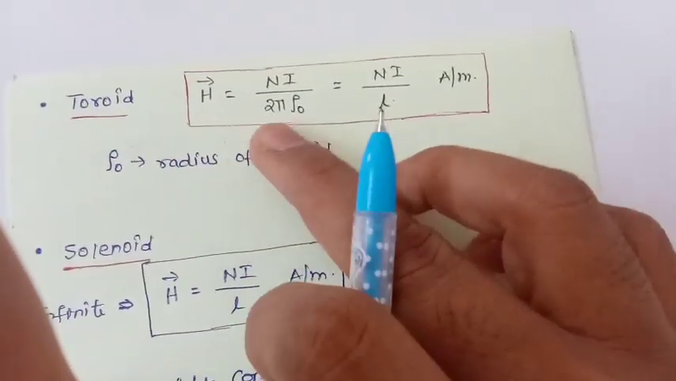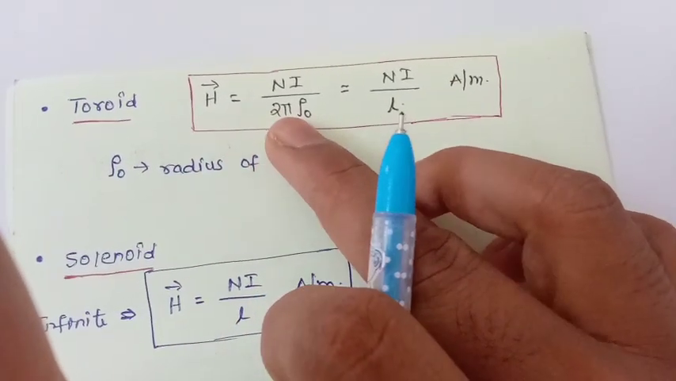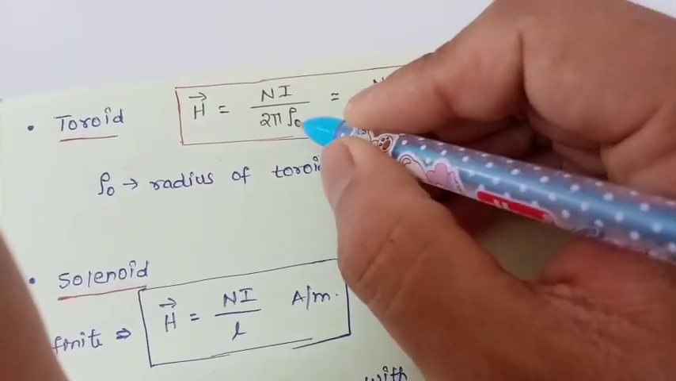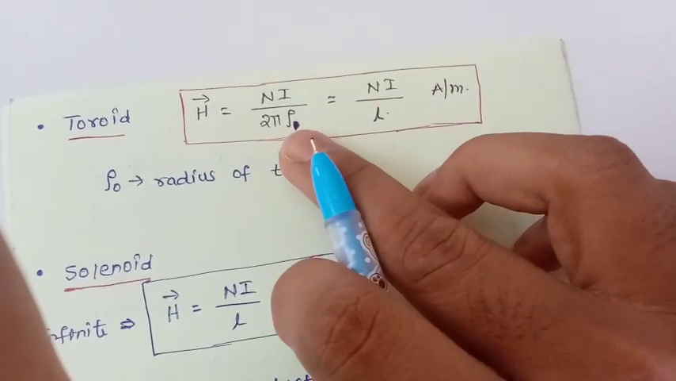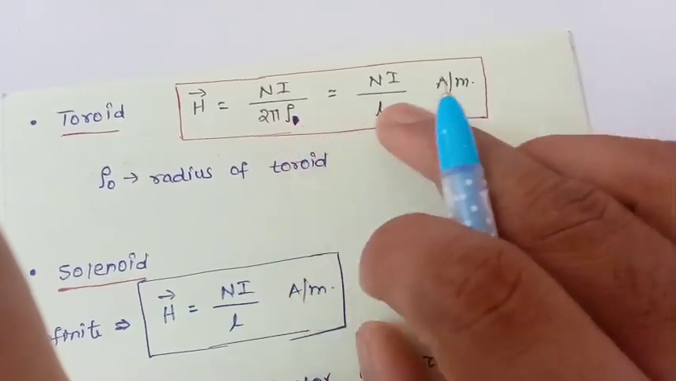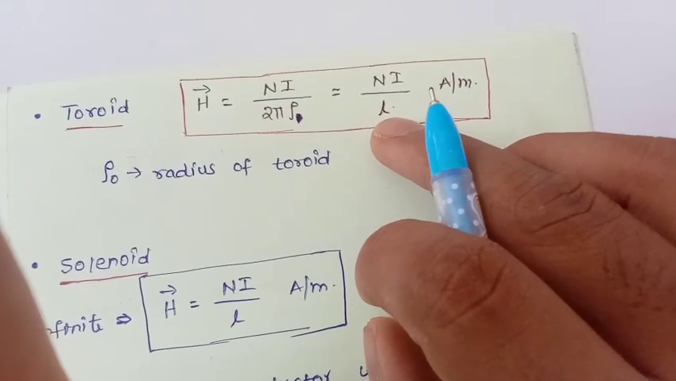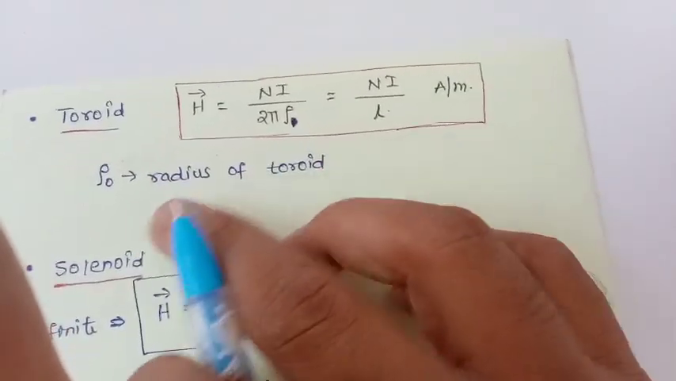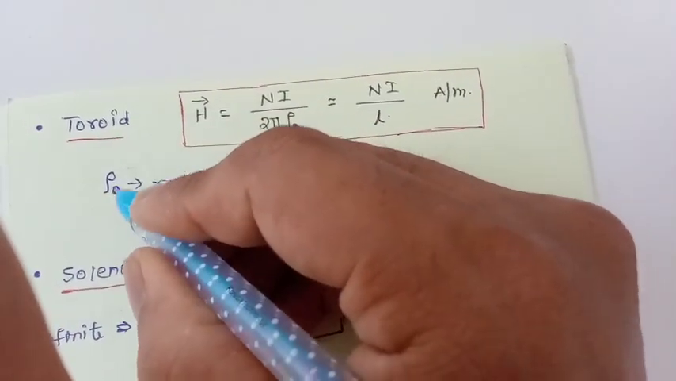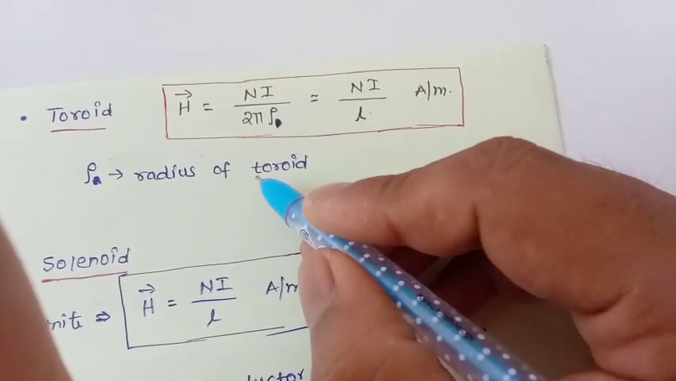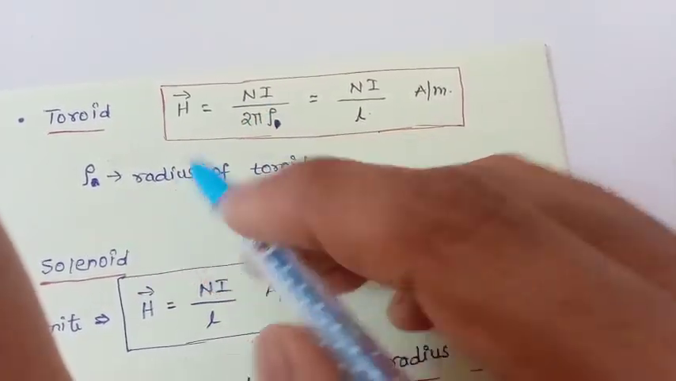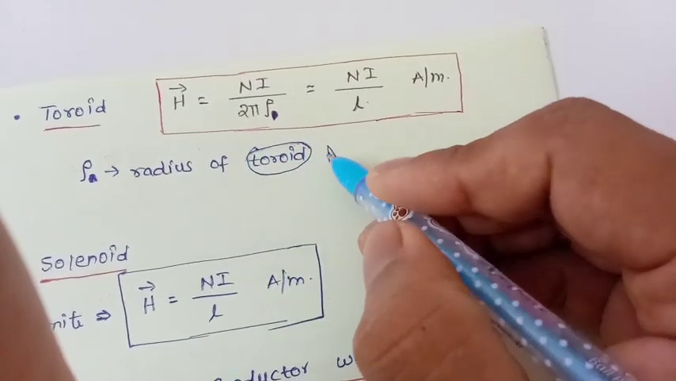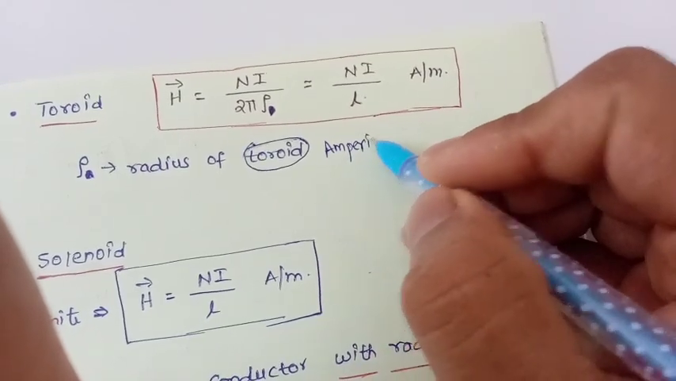Okay, toroid. The magnetic field intensity is equal to Ni upon 2 pi rho. Sorry, it is 2 pi rho, not 2 pi rho naught, where rho is the radius of your Amperian path. 2 pi rho can be written as L, because the toroid is in the form of a circle. Is it clear? Rho naught is the radius of the toroid, but rho is the radius of the Amperian path.